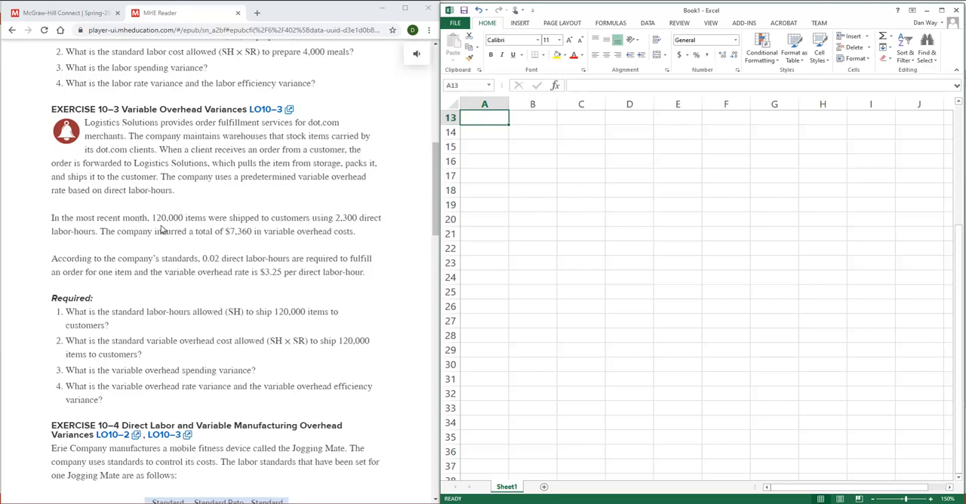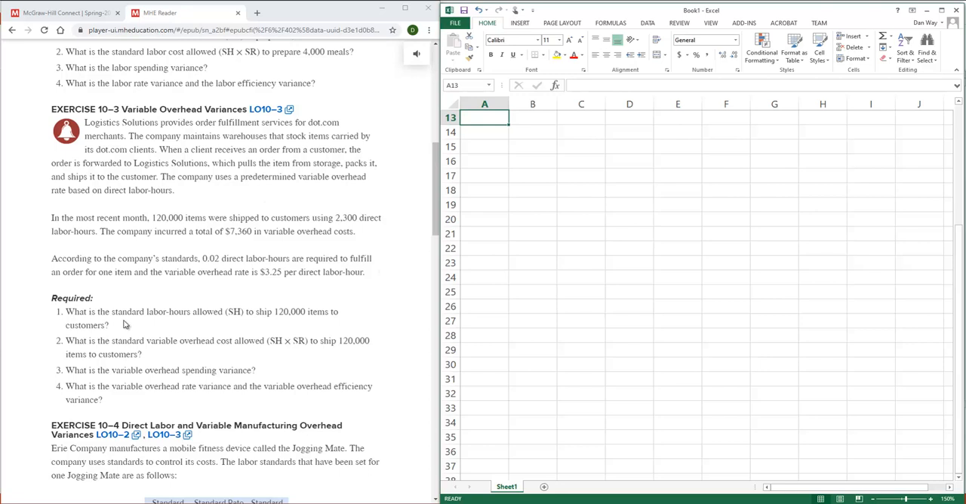In the most recent month, 120,000 items were shipped to customers using 2,300 direct labor hours. The company incurred a total of $7,360 in variable overhead costs. According to the company's standards, 0.02 direct labor hours are required to fulfill an order for one item, and the variable overhead rate is $3.25 per direct labor hour. One other thing to point out that I'd skipped was that the company uses a predetermined variable overhead rate based on, of course, direct labor hours.